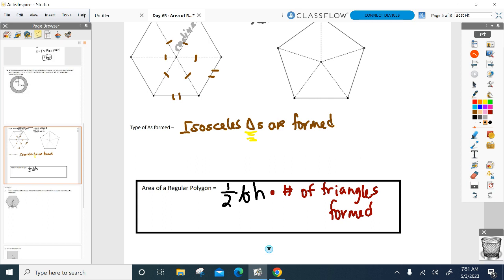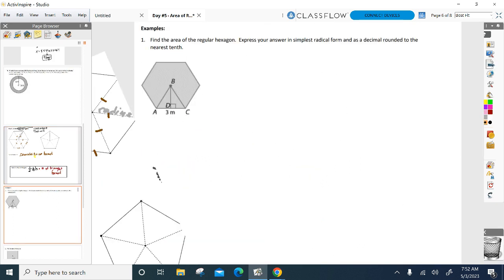That's all we're going to do. I don't have a fancy formula. I'm not saying you have to remember this formula if it's a hexagon, or that one if it's an octagon. No. It's how many triangles it forms times 1/2 base times height. That's how we're doing this. You ready to try one out?